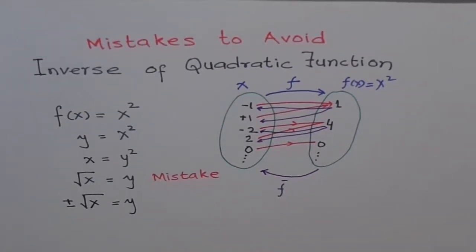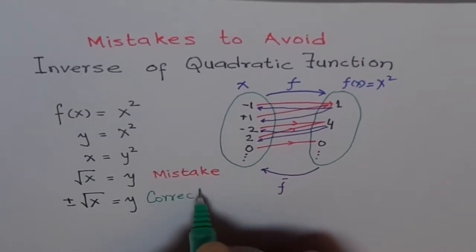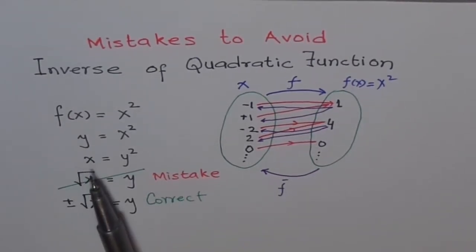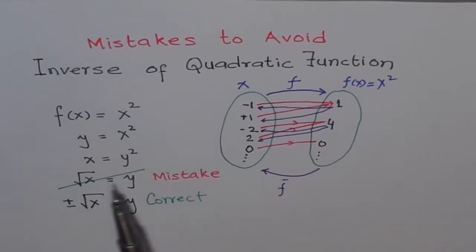Do you understand? This is a huge mistake people make. They don't consider plus and minus, and think the earlier statement is correct. So let me cross this out for you. Never, when you write x = y squared, is y equal to the square root of x. y is equal to plus and minus square root of x. Do you get the correct one?